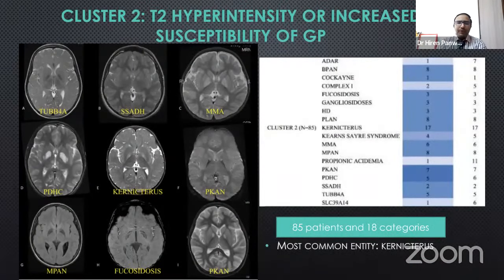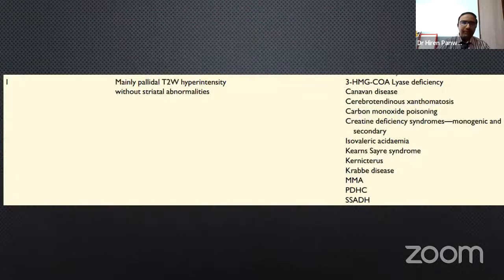So now moving on to cluster two of this study. Cluster two included T2 hyperintensity or increased susceptibility of the globus pallidus. And these are some case examples of cluster two, which we'll go through in subsequent slides. Cluster two had a total of 85 patients and several conditions, which are listed here, and which range from lysosomal storage disorders to metabolic conditions, as we'll see in subsequent examples.